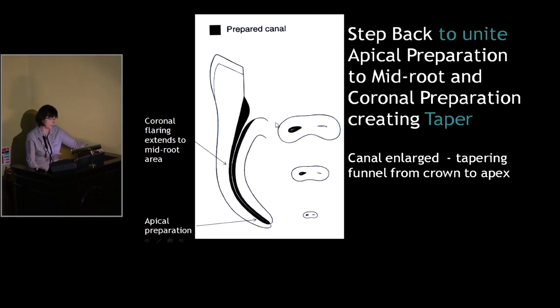So we've prepared coronally with our Gates Glidden or our SX. We've prepared apically, possibly with our hand files. We need to join the apical preparation up to the coronal preparation. That's what creates taper. If you're using a rotary system, that's already inbuilt in the system that you're using.